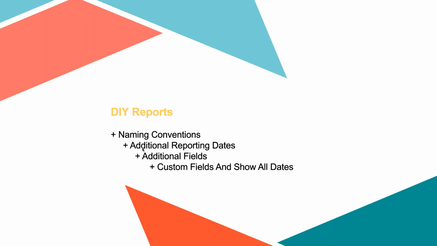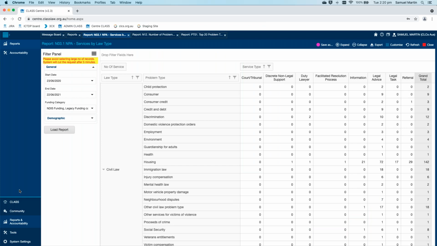Actually, there's a few of them: the additional reporting dates, additional fields, custom fields, and show all dates. Okay, let's go and have a look at a DIY report.